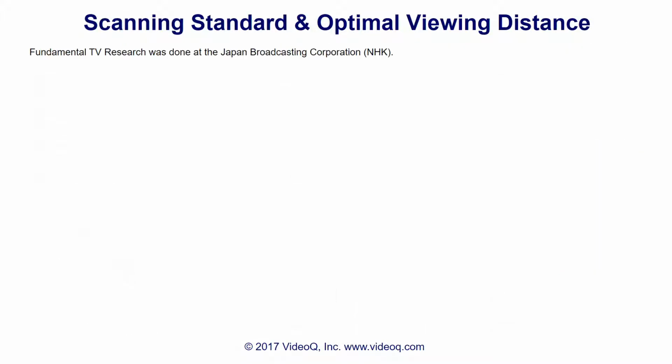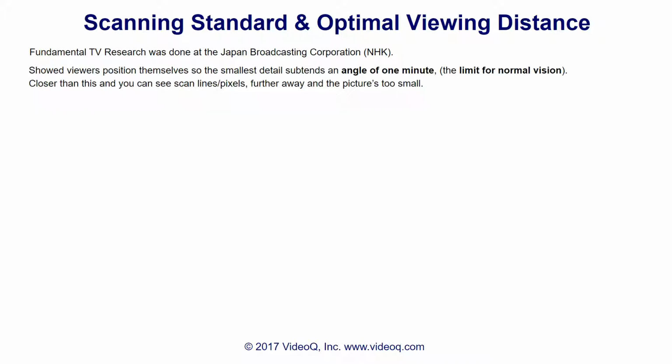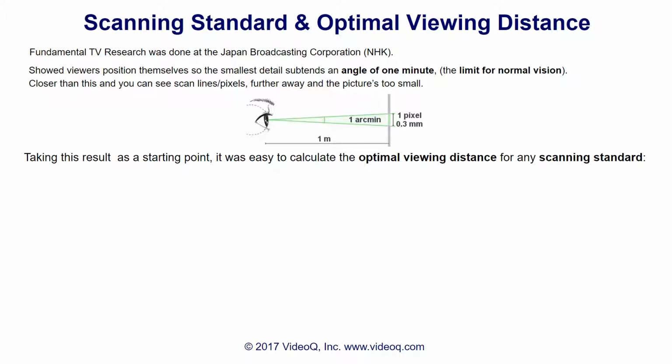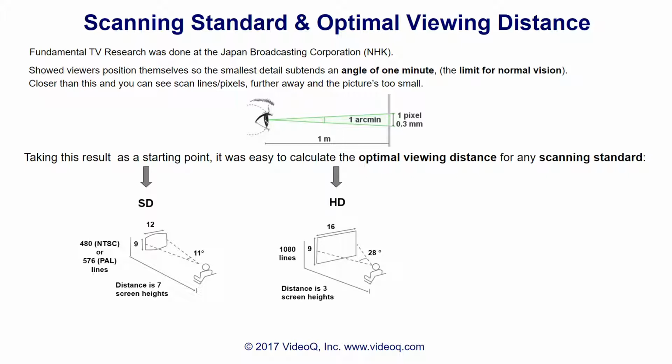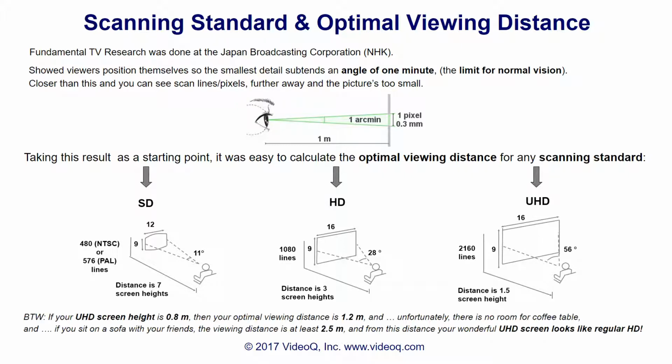There is a limit for normal vision acuity. Humans see two dots as one if the angle between them is less than 1 minute. This means that TV images of different definition should be viewed from different distances. By the way, if your UHD screen height is 0.8 meters, then your optimal viewing distance is 1.2 meters. And unfortunately, there's no room for a coffee table, and if you sit on a sofa with your friends, the viewing distance is at least 2.5 meters, and from this distance, your wonderful UHD screen looks the same as a regular HD TV.